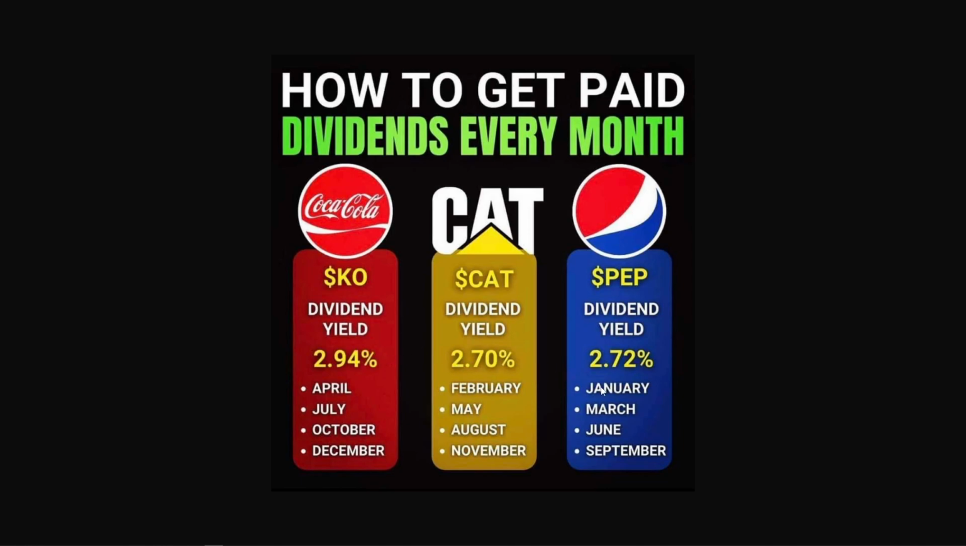And you can see here that January, you'll get paid from Pepsi. February, you'll get paid from Caterpillar. March, you'll get paid from Pepsi. April, sorry, I had a bit of a gap there in my brain. April, you'll get paid from Coca-Cola. May, Caterpillar. June, Pepsi. July, Coca-Cola. So it just rotates month after month after month.